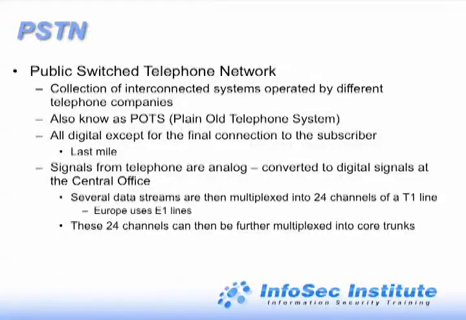Okay, there's also signals from telephones, which are analog, converted to digital signals at the CO, the central office. Several data streams are then multiplexed into the 24 channels of a T1 line. And then these 24 channels can be further multiplexed into core trunks.